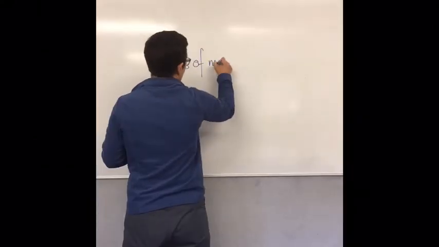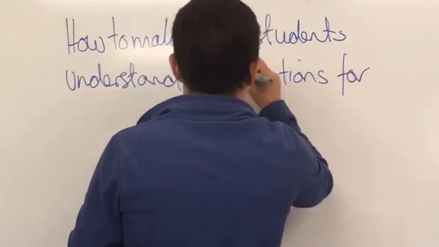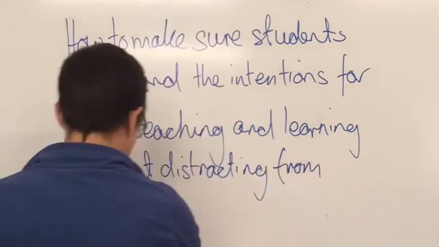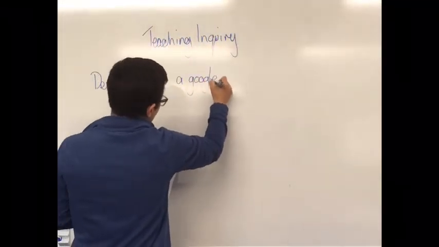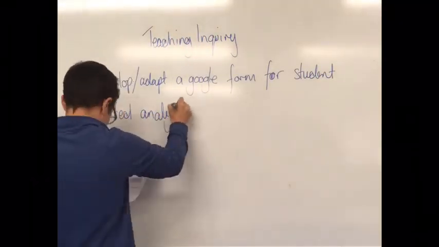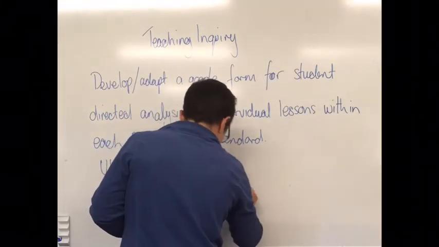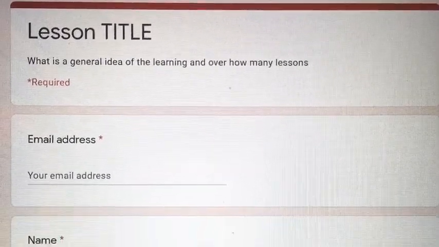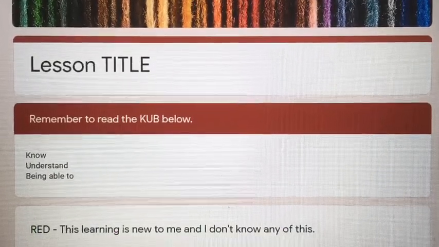So the focus for my inquiry is how to make sure that students understand the intentions for both teaching and learning in every lesson without distracting from learning time. The teaching strategy that I used to try and encapsulate this understanding for students was based on a Google form that I'd used before. It works with SOLO taxonomy and rapid formative assessment, John Hattie.